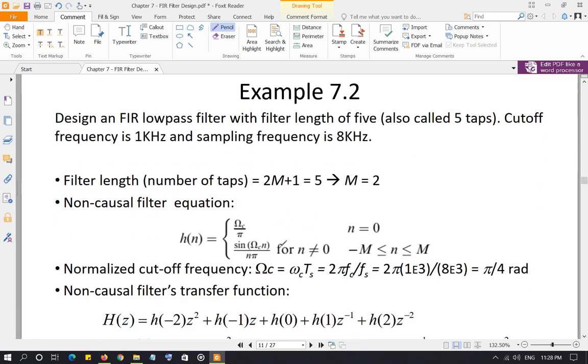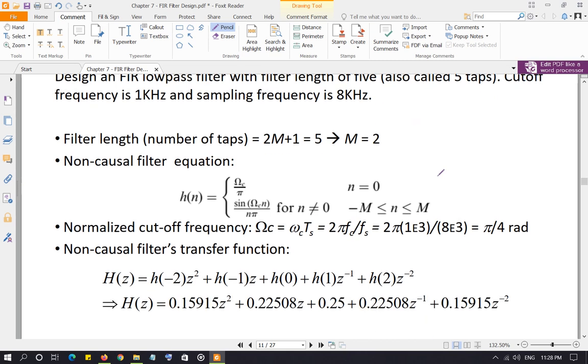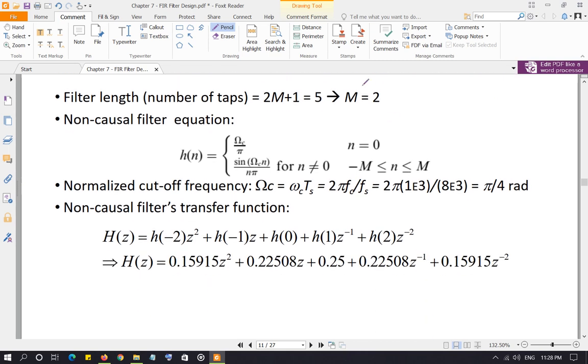So let's look at this example. We have to design an FIR low pass filter with a filter length of 5, that is 5 taps, cutoff frequency 1 kHz, sampling frequency 8 kHz. First we are going to determine the value of m, right? m is equal to 2. We're going to take the non-causal filter equation for the low pass filter that we derived. For n equal to 0, you have omega c, the normalized cutoff frequency, over pi, and this.